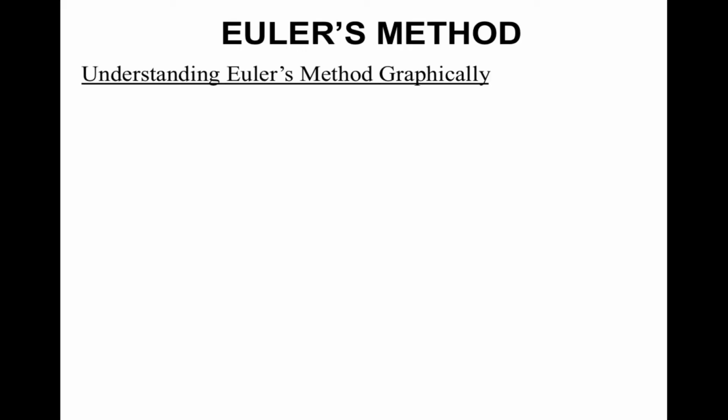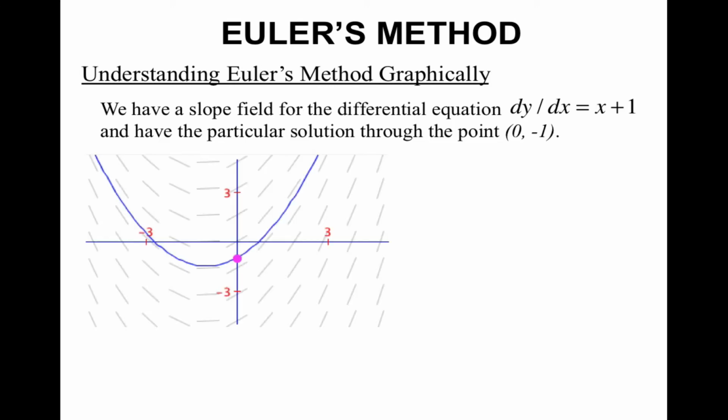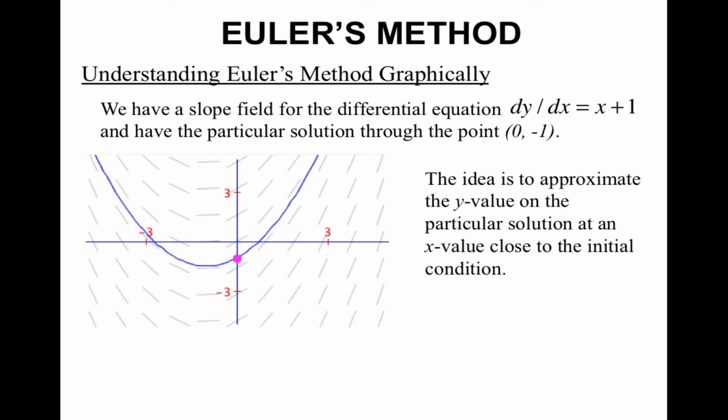So, Euler's method. We're going to first look at it graphically. If we have a slope field for the differential equation dy/dx equals x plus 1 and have the particular solution through the point (0, -1). So here's our graph. The idea is to approximate the y value on the particular solution at an x value that is close to the initial condition.